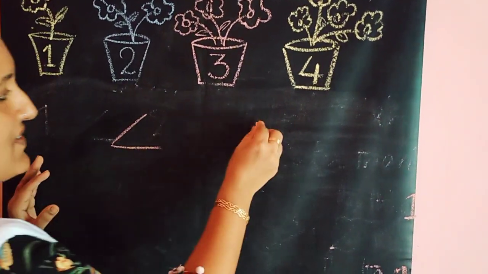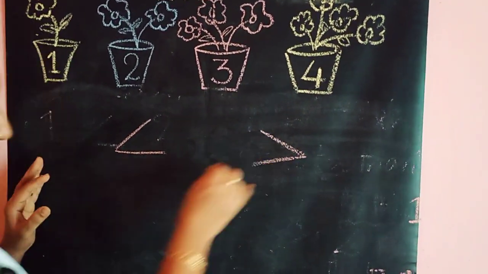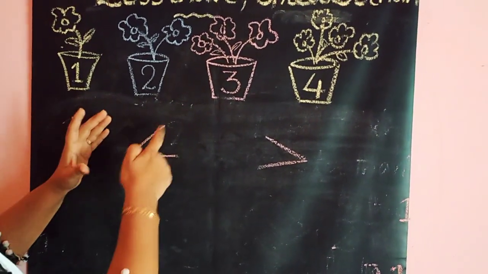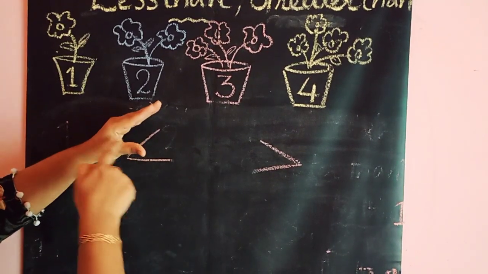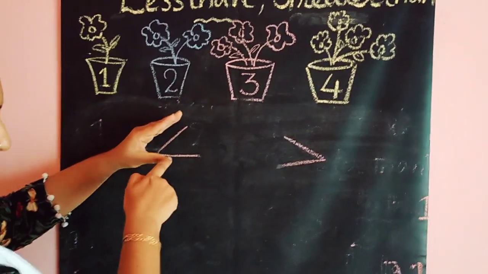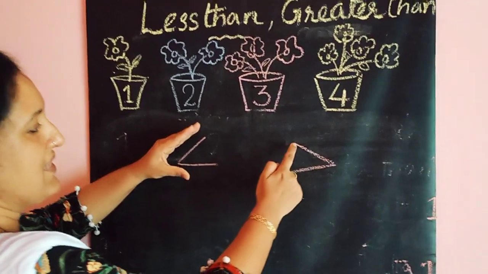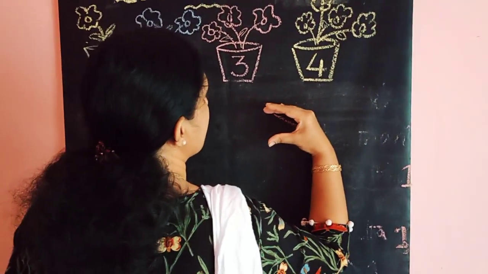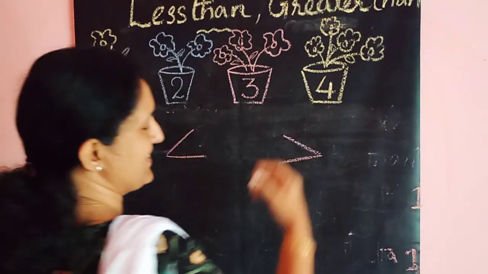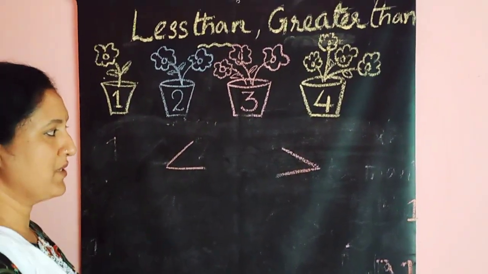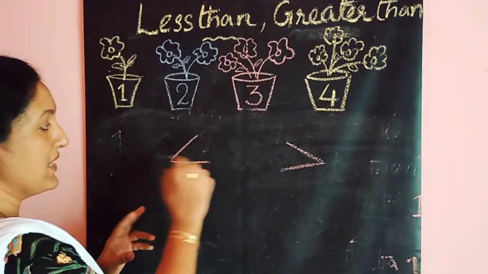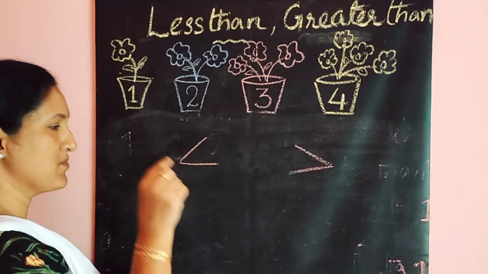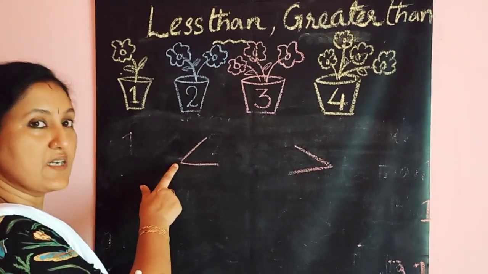Okay. So don't forget these two. They have entirely different meanings. To remember the less than symbol, you can look at your left hand. Then to remember the greater than symbol, you can look at your right side. Okay. Then one more important point, always remember the bigger number always comes to its open side and the smaller number always comes to its closed side.